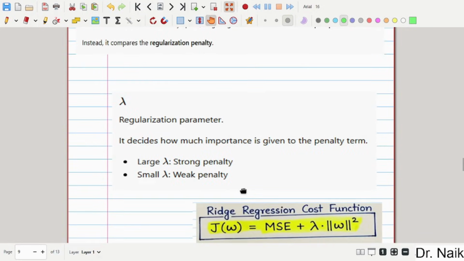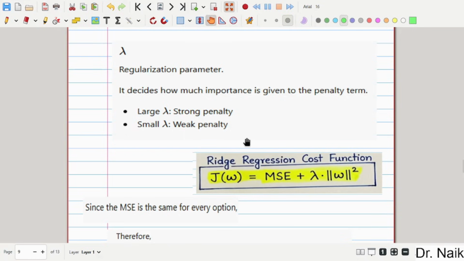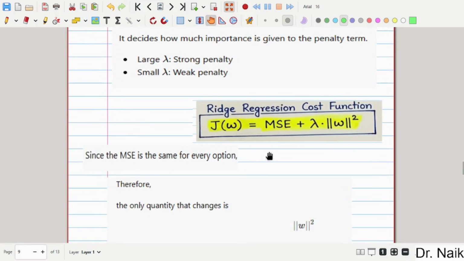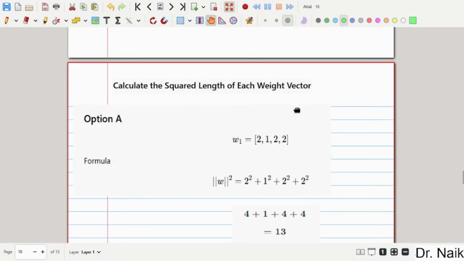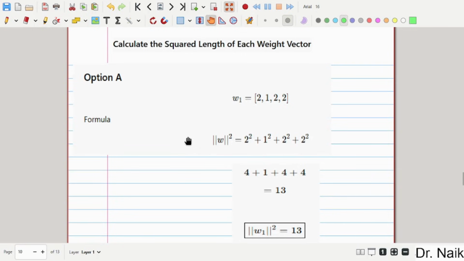So lambda is the regularization parameter, and it decides how much importance is given to the penalty term. Larger lambda means stronger penalty, and small lambda means weak penalty. Since MSE is the same for every option, the quantity that changes is only norm square W. That is, norm square W is the summation of Wi square. So let's calculate the square length for each vector.